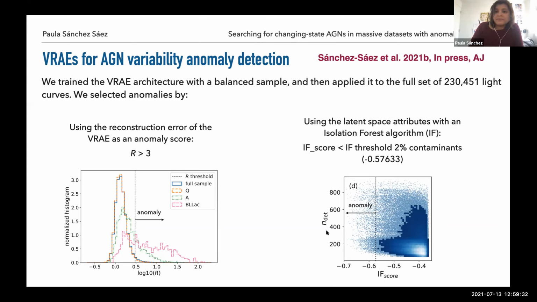And for the case where we have good reconstructions, we use isolation forests to classify the sources as anomalous. So in this case, we use a 2% contamination and selected as anomalous the sources that were below this threshold.